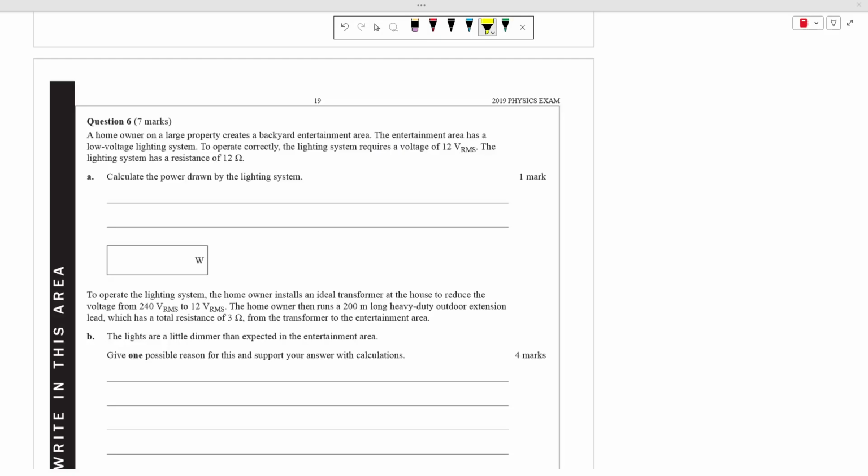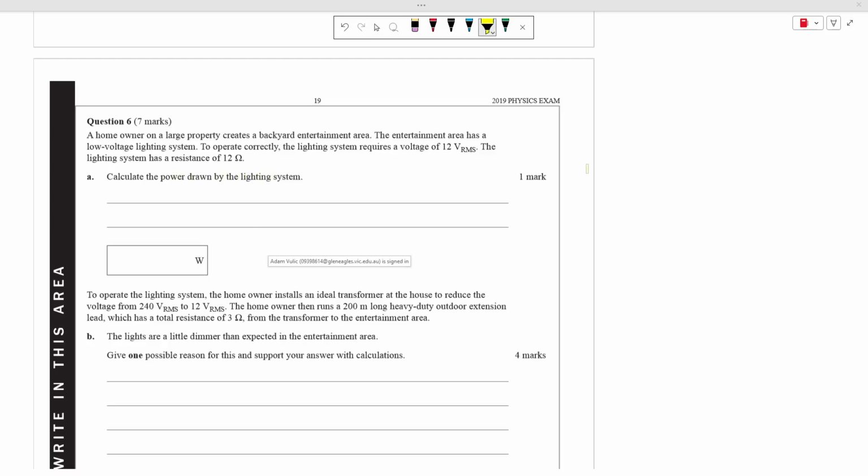Question 6. A homeowner on a large property creates a backyard entertainment area. The entertainment area has a low voltage lighting system. To operate correctly, the lighting system requires a voltage of 12 volts RMS. The lighting system has a resistance of 12 ohms. Calculate the power drawn by the lighting system.